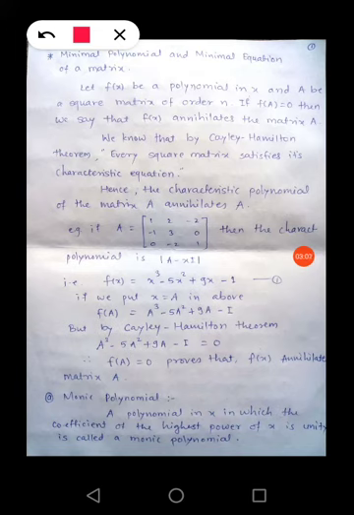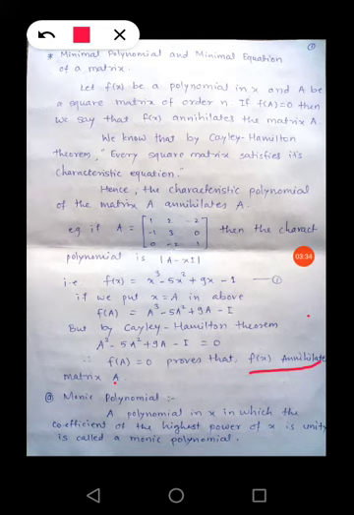So if we put x is equal to A in f, then f of A is equal to A cube minus 5A square plus 9A minus 1. But by Cayley-Hamilton theorem, what it says, A cube minus 5A square plus 9A minus identity is equal to 0. Therefore f of A is equal to 0. This proves that f of x annihilates the given matrix A. So this is about the annihilation of a given matrix.